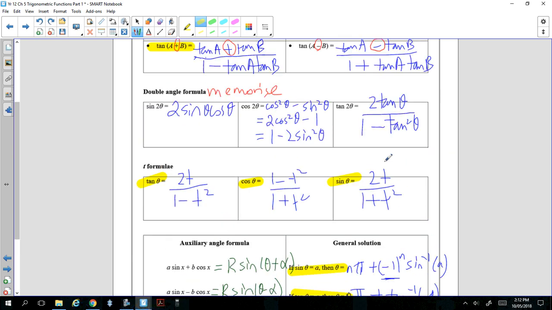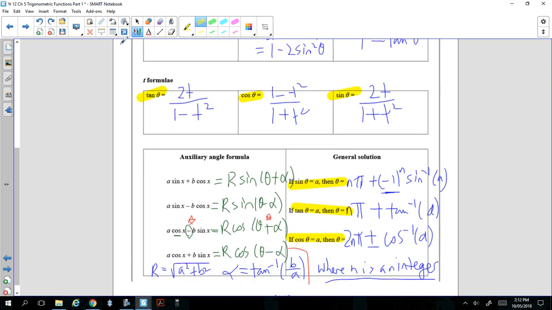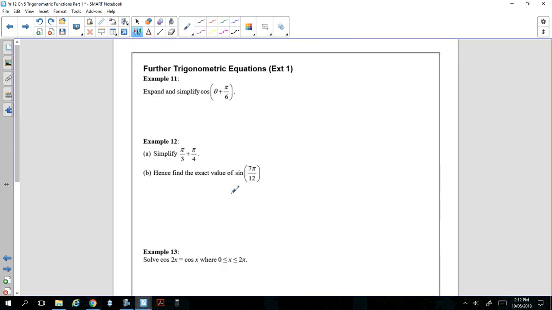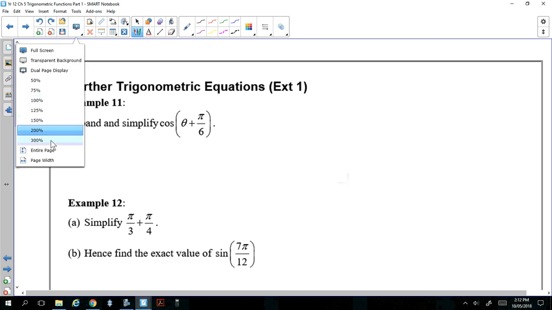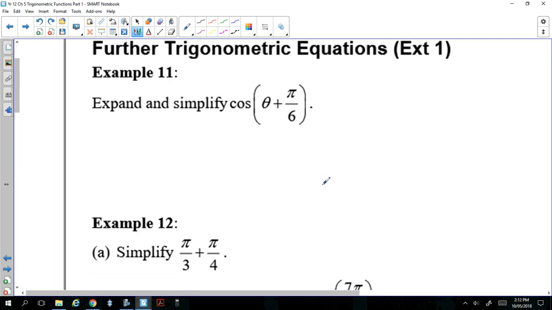Okay, good. All done. Let's move on to the next question. Further trigonometry. We're going to do some examples together. Then we'll try the exercise. Just one exercise today, 5.2. Okay, expand and simplify. Very easy. Use the compound angle formula. So you can just look at the reference sheet. So remember, just write it down.